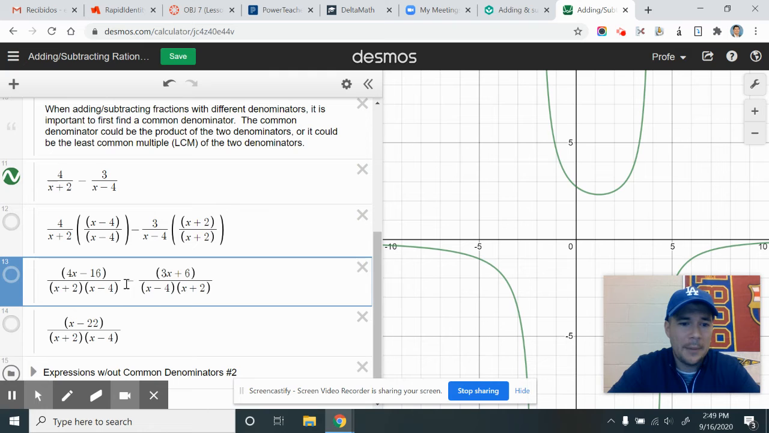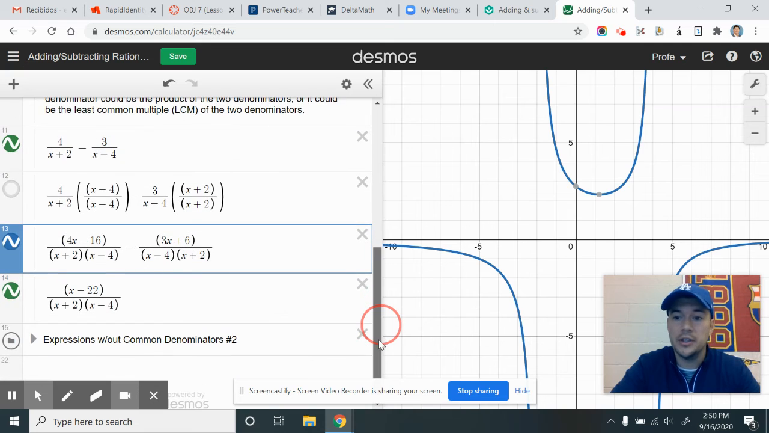And at this point, I'm going to combine like terms because now I have a common denominator. Even if that common denominator is in factored form, you can still combine the numerators. All right. So 4x minus 3x is x, and negative 16 minus 6 is negative 22. And I'm just going to verify that I've got equivalent graphs, and it turns out that I do. So I am going to consider that my answer is correct.